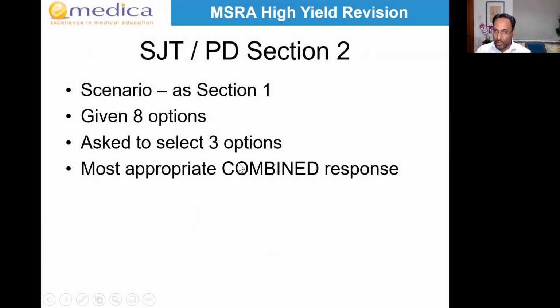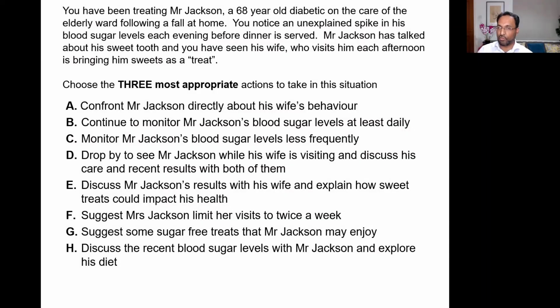Section 2 is much quicker to select, but they carry less marks. So I'll show you section 2 in a minute. So section 2, you get a scenario like section 1, but it takes longer to read because there'll be 8 options, not 4 or 5. And you're picking 3 that taken together make the most appropriate combined response. So let's do a section 2 question. Here we go.